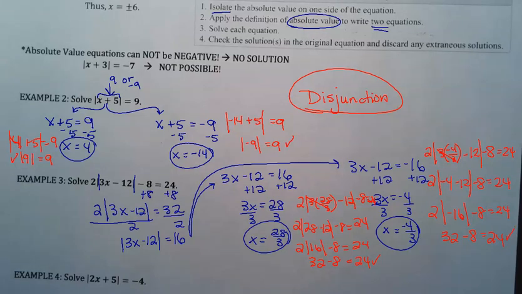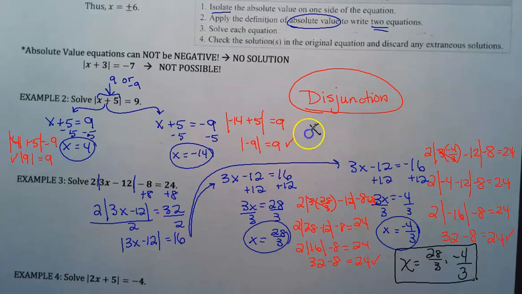So what I should have done for the last one, and this one I didn't do yet, I will. So we'd have x equals 28 thirds, comma, because we have two x's, negative 4 thirds. For the previous one, I should have written x equals 4, comma, negative 14. I should have had both of those in there to list our solution.